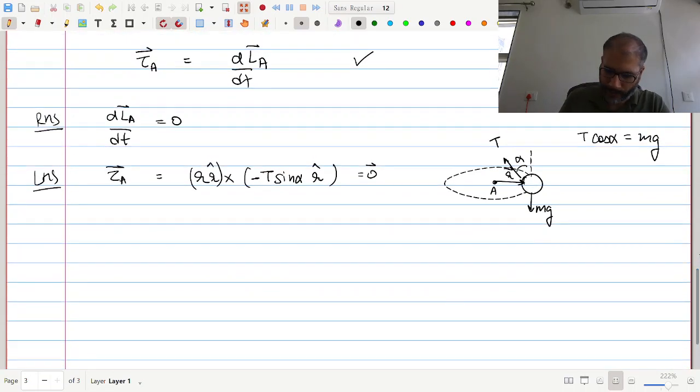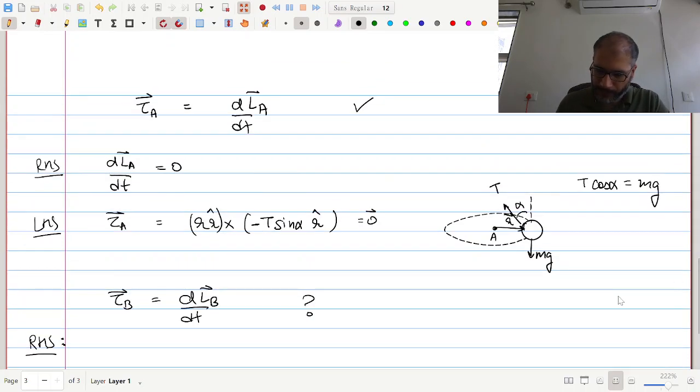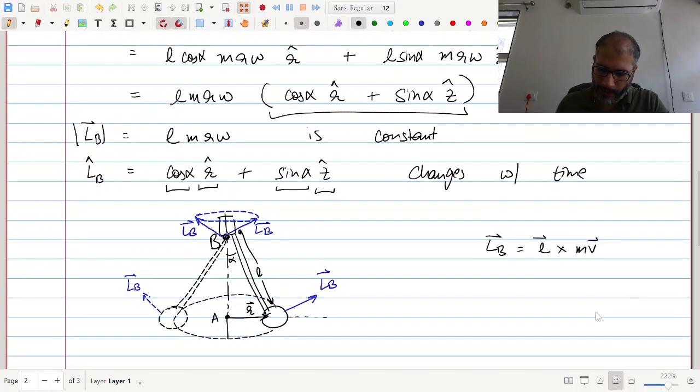Let's look at the second part, which is tau B equals d by dt of LB. So let's note our expression for LB. We'll have to go up. LB had a magnitude L m r omega and a direction cos alpha sin alpha.